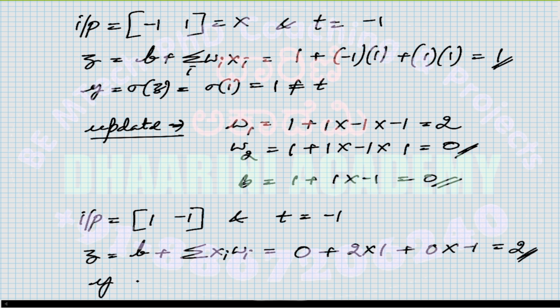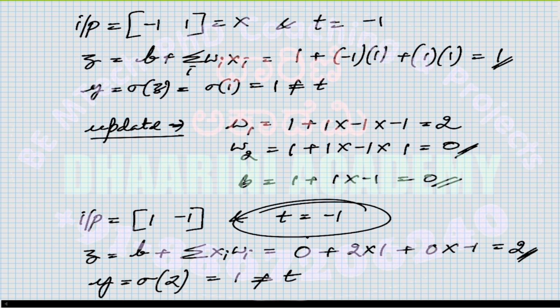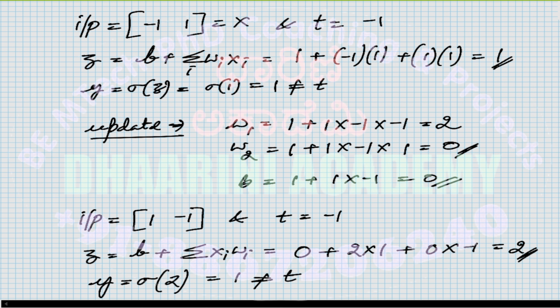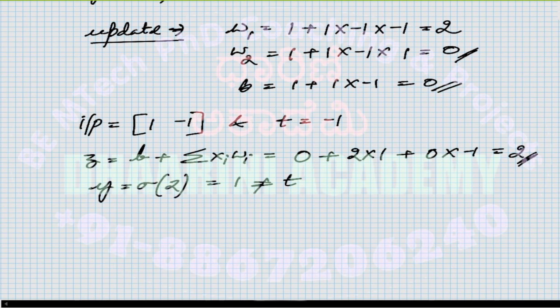So y is equal to sigma of 2. So it's greater than 1. So 1. Correct? So again, I can see that this is not equal to target. Current target is -1, but I am getting a +1, which means machine has to learn once again. Okay, so this means update.